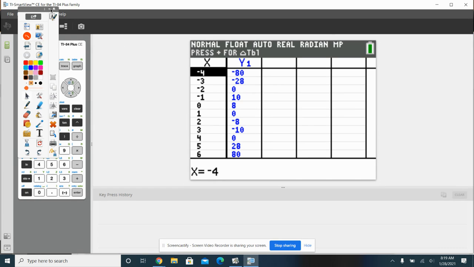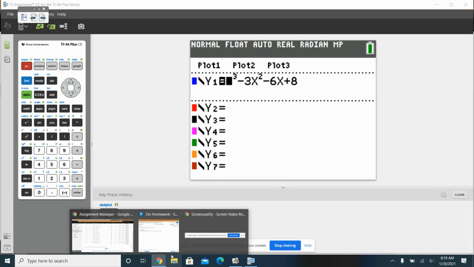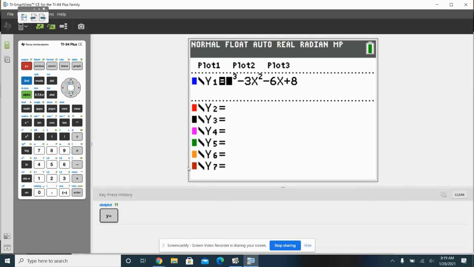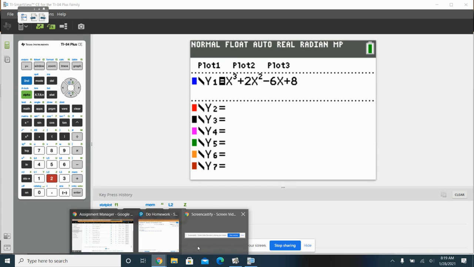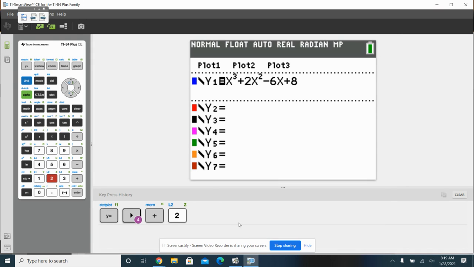So y equals x to the third, remember what mine was, plus 2x squared minus 6x. That was convenient. And minus 12.